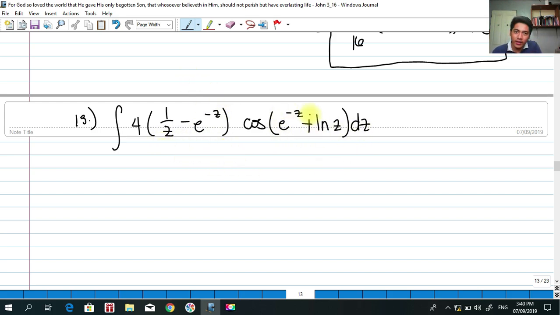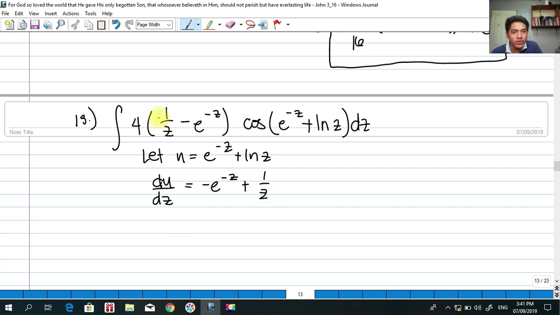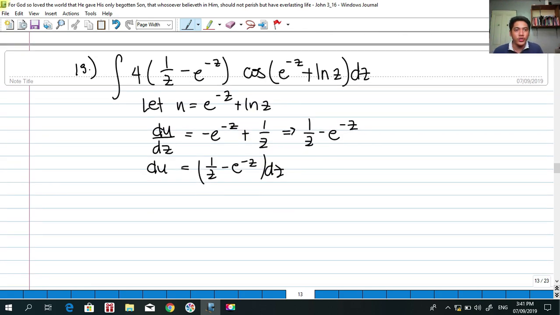So again, if we take note of the inside function of the cosine, e raised to negative z plus ln z, the derivative of this is negative e raised to negative z, which is this, and the ln of z is 1 over z, which is this. So we can let u be e raised to negative z plus ln of z. The derivative of u with respect to z is negative e raised to negative z plus 1 over z, which happens to be this. So rearranging, 1 over z minus e raised to negative z, which is actually this. Cross multiplying, we have 1 over z minus e raised to negative z dz. And voila, we can use the u substitution.